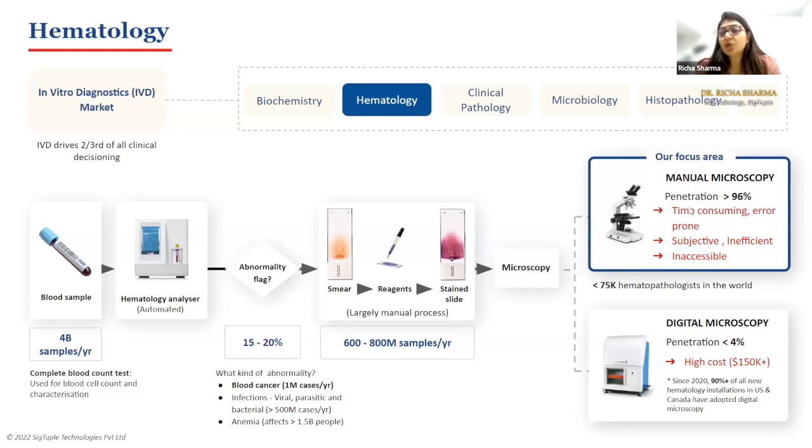The major method of microscopy is manual microscopy. Manual microscopy is a commonly used method. However, it is plagued with certain problems: it is time consuming, error prone, subjective, sometimes inefficient, and sometimes inaccessible in areas where no experts are available. There's another alternative way of doing it, which is digital microscopy. Unfortunately, the penetration of this modality is very low, around 4%, largely due to the cost involved in buying such devices which enable digital microscopy.